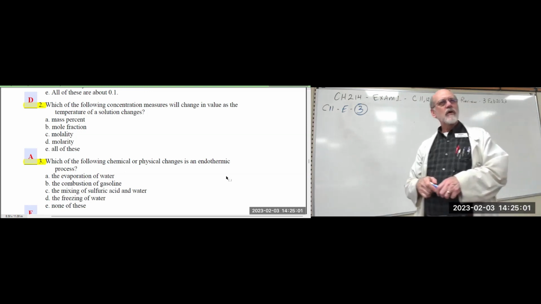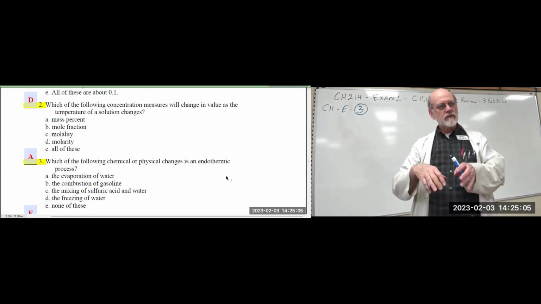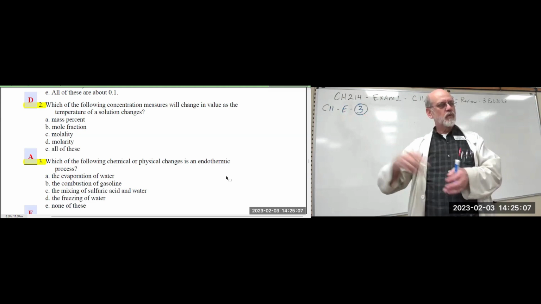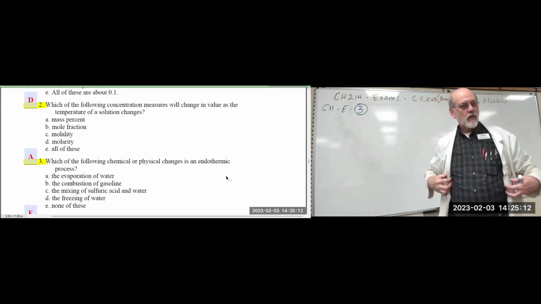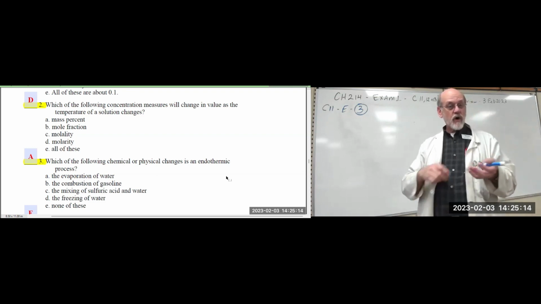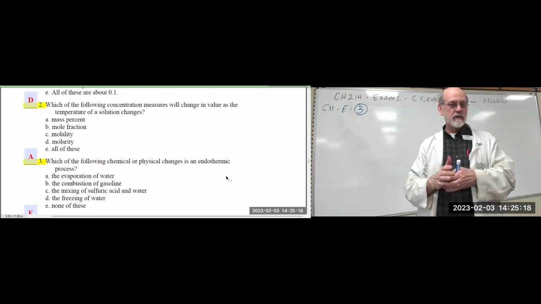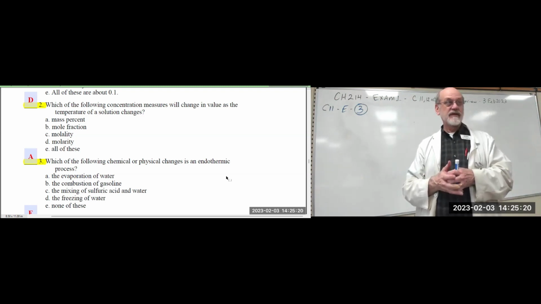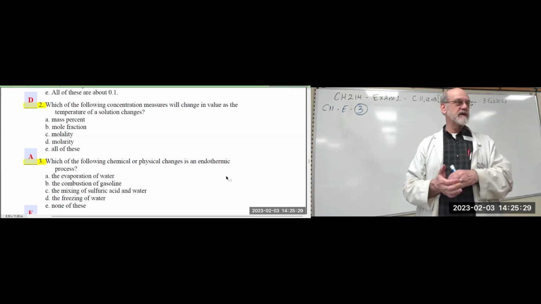Endothermic. So an endothermic process goes from more ordered to more disordered. We add energy. So the evaporation of water, yeah, you got to put energy in. That's a good answer. Combustion of gasoline, exothermic. The mixing of sulfuric acid in water, that's very exothermic. That's why we say, do as you ought to, add acid to water.